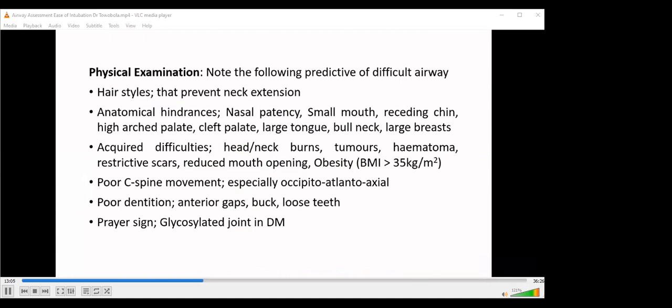Anatomical hindrances like choanal patency, small mouth, receding chin, high arched palate, cleft palate, full neck, large breasts. Acquired difficulties: burns, like I mentioned before, tumors and hematomas of the airway, restrictive scars that limit mouth opening and neck extension. Like I also mentioned before, with a BMI of greater than 35 kilograms per meter square, you have some associated difficult airway. Poor C-spine movements, poor dentition, prayer sign, which is indicative of diabetes mellitus.